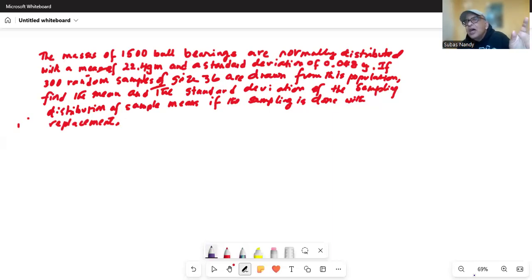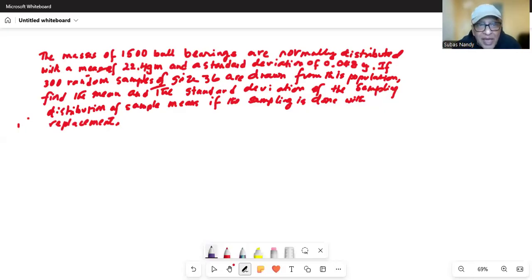Replace the ball back and you continue to measure the weight till you have collected enough information, like the weight of 36 balls. So you have done it 36 times, taken 36 balls, but each time you take the ball out you replace it back in the population. So every time the population size will remain constant at 1500. And you are taking a ball randomly every time and measuring its weight. So the question they're asking us is, what is the mean of the sampling distribution of sample means?